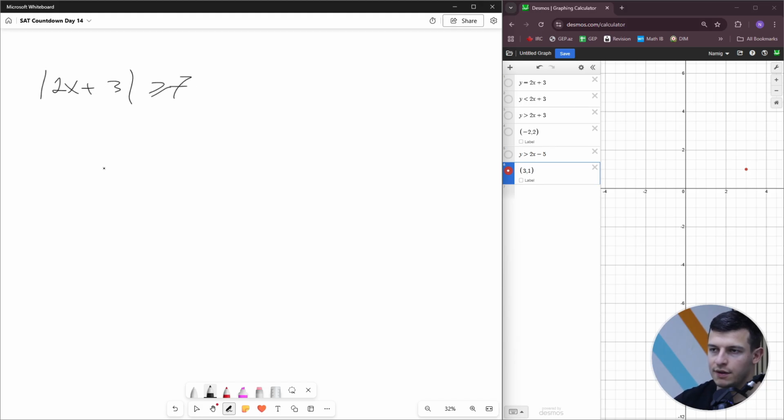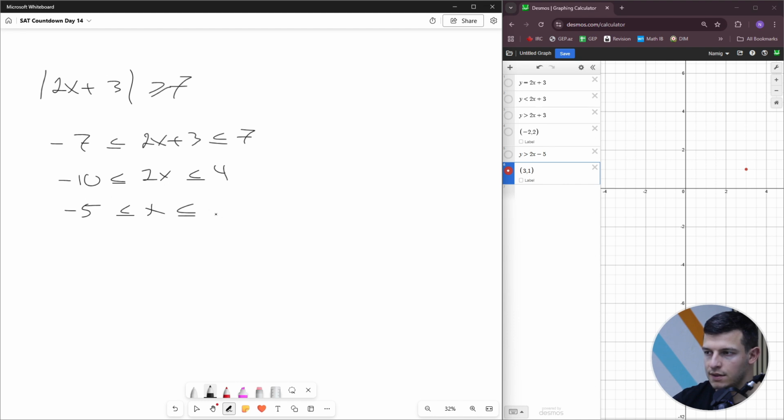Again, pause the video if you need to and try to solve it on your own. I'm going to do it with the second version. So negative 7 less than or equal to, I don't need the absolute value anymore, 2x plus 3 less than or equal to 7. So subtract 3 on all sides. 2x, 4, divide by 2, negative 5 less than x less than or equal to 2. There you go. So our answer is between negative 5 and 2, and both of them are included.